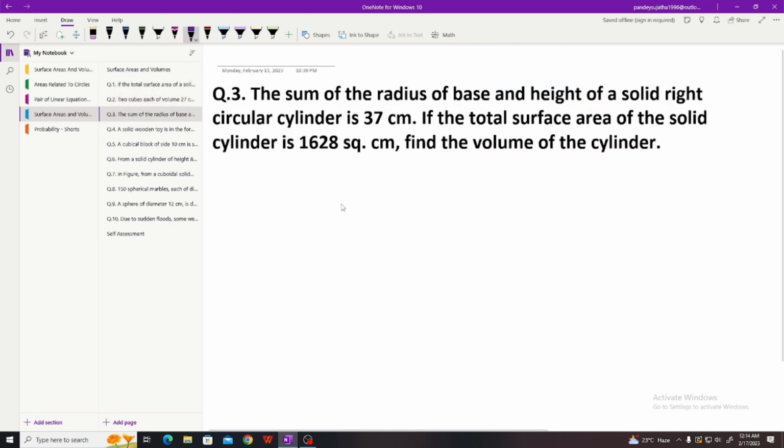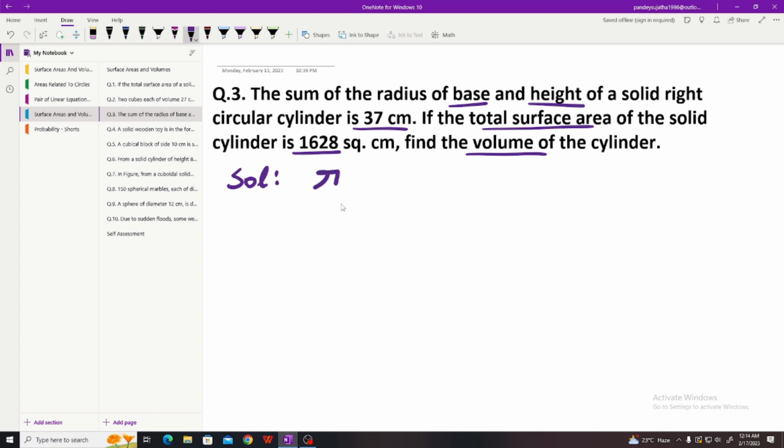The sum of the radius of base and height of a solid right circular cylinder is 37 centimeter. If the total surface area of the solid cylinder is 1628 square centimeter, find the volume of the cylinder. So here, what is given?